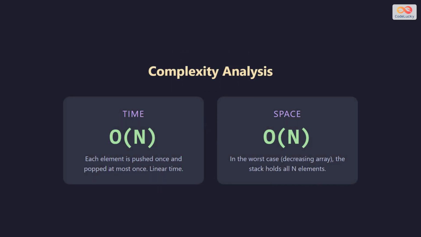Why is this efficient? Notice that every element in the array is added to the stack exactly once and removed from the stack at most once. This means the total operations are proportional to the number of elements, giving us a linear time complexity of O(n). The space complexity is also O(n) because, in the worst case, we might store all elements in the stack.